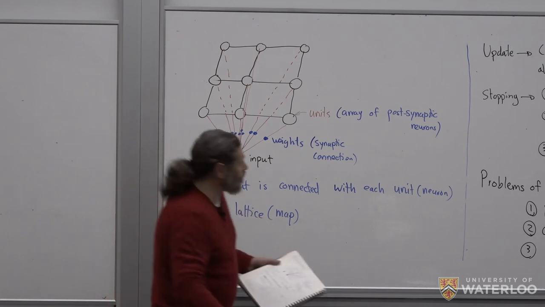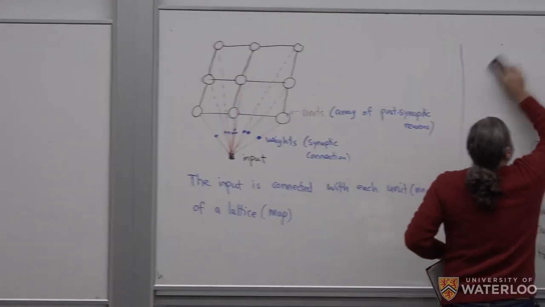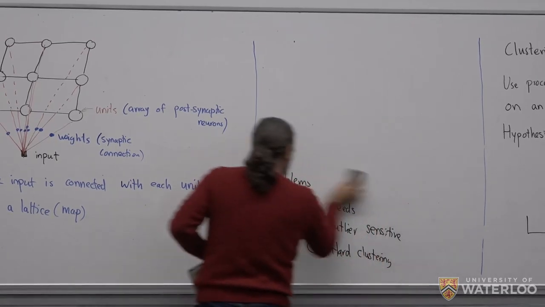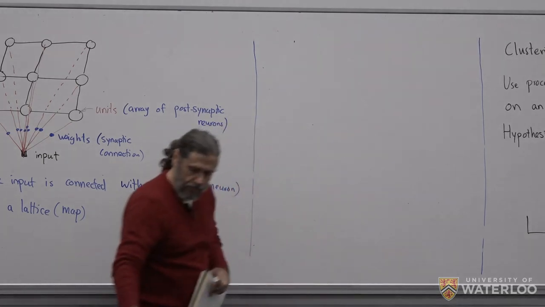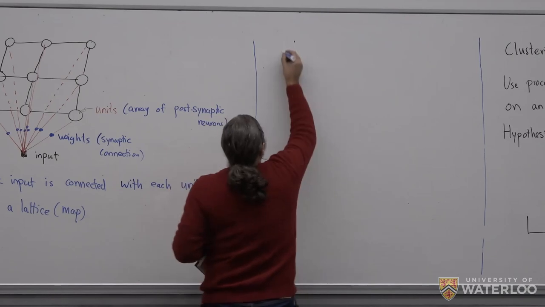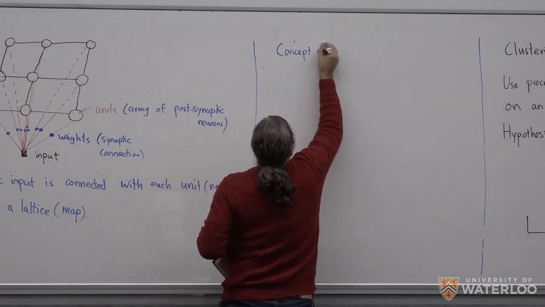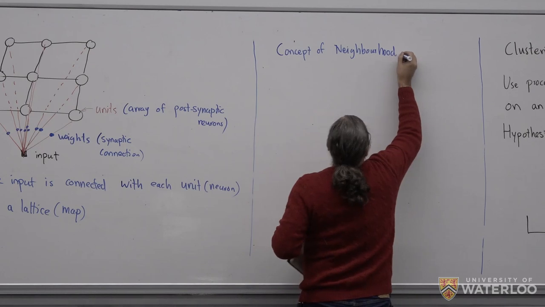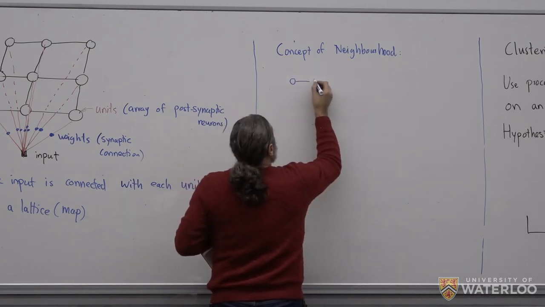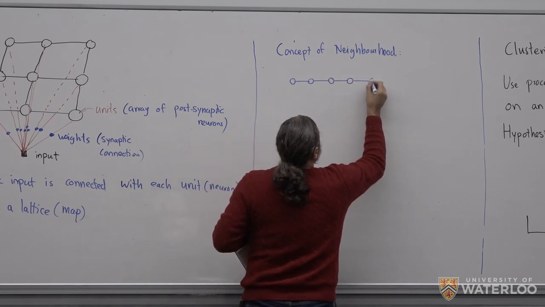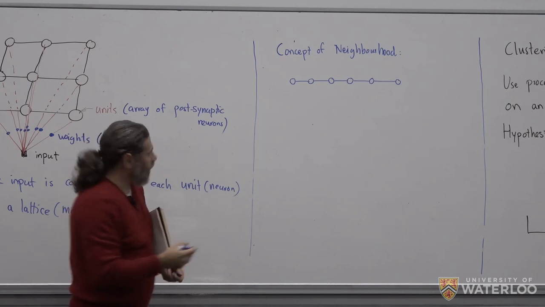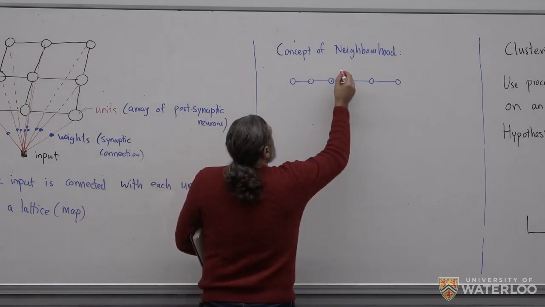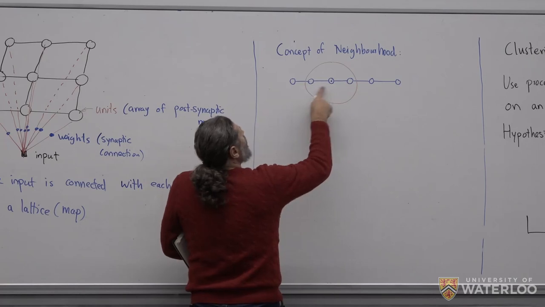Before we do that, for the concept of lattice, we have to also mention that on a lattice, you have the concept of neighborhoods. So the concept of neighborhood, so if I have a one-dimensional problem, so I have processing units, and I'm looking at this processing unit, I may define a neighborhood that say, these two are the neighbor of this guy.